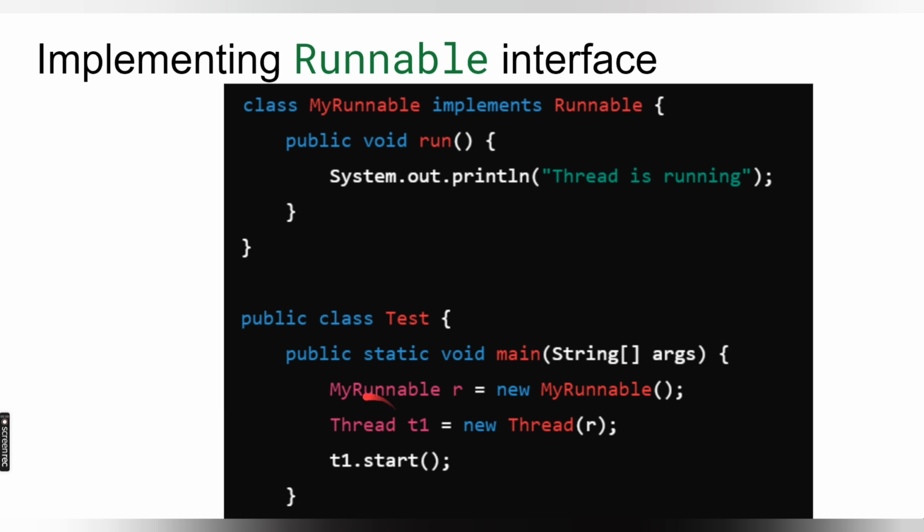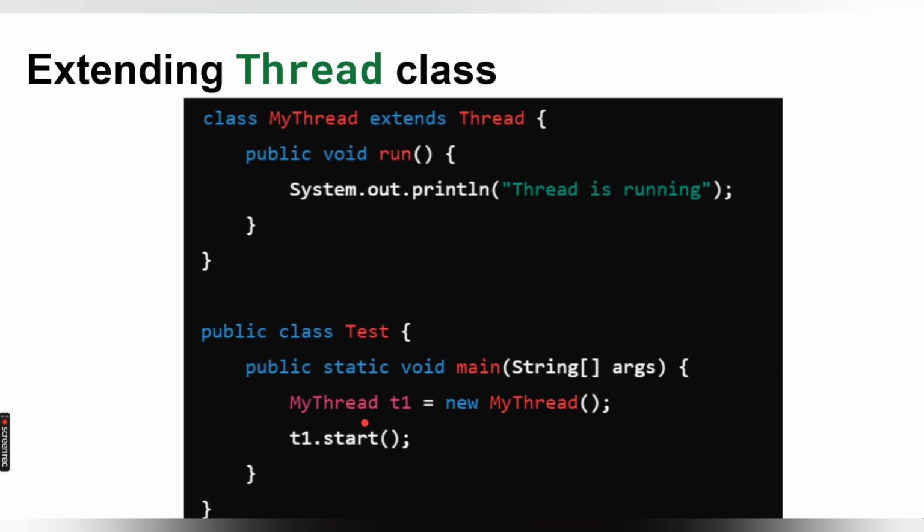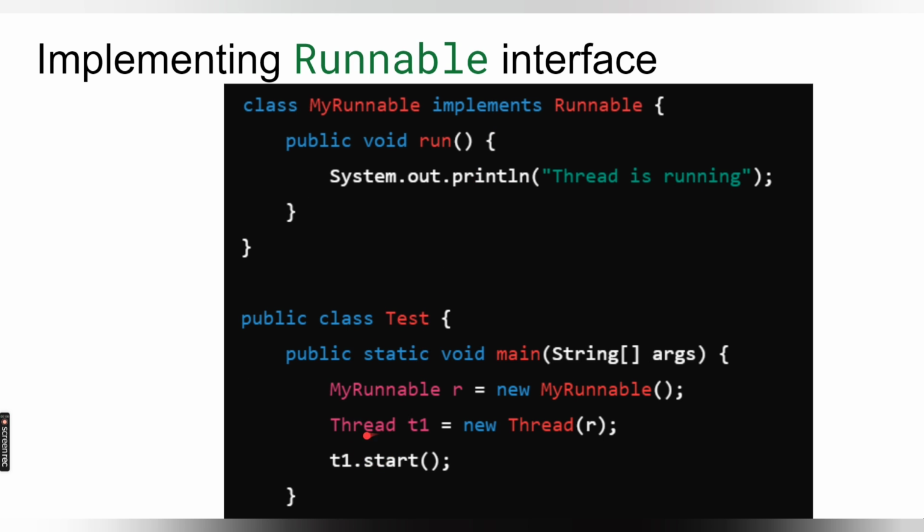You need to create the object of Thread class. Thread class is this particular class, right? Which we were extending. So here you need to create the object of Thread class. You need to pass the object of a class which is implementing the Runnable. So basically this MyRunnable object r, you need to pass it inside this Thread class object, and then with the help of this object you need to call this run method. And how to call this run method? With the help of the start method. So these are the two ways in which you can implement multithreading.